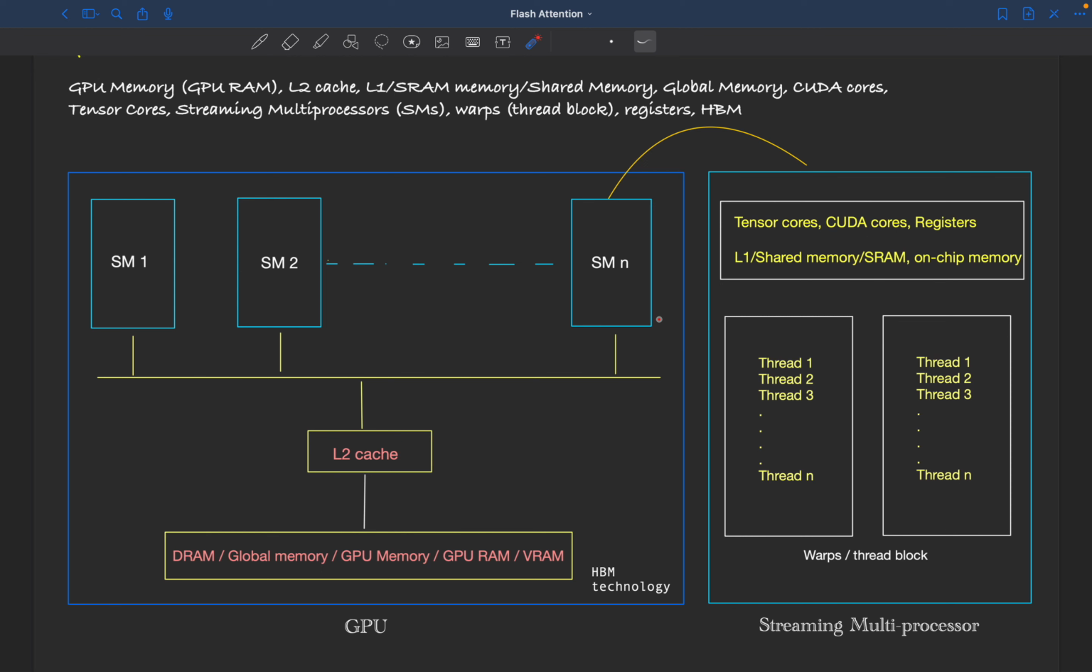Each of these will have threads, and threads are divided into blocks. In this case, threads are divided into one block and two block. It's also called a thread block, or a group of threads. It's also called warps. Okay, and each of the streaming multiprocessors has something called a warp scheduler. I have not written it here. And the job of the warp scheduler is to schedule the warps.